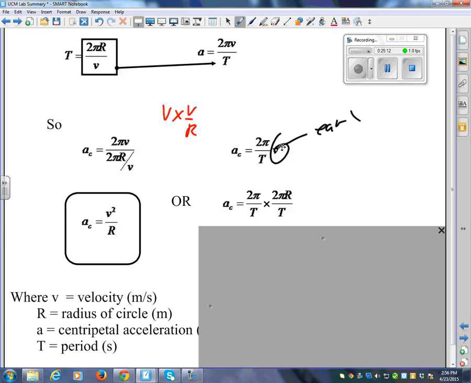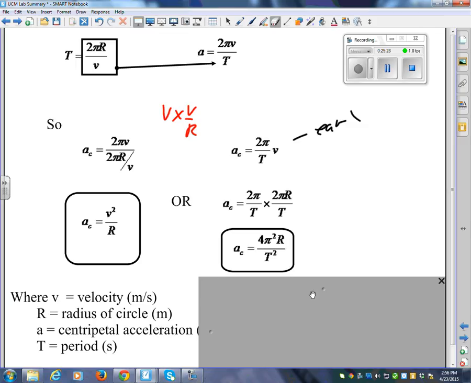So, what does this boil down to? Can you cancel anything? You only cancel top and bottom, right? So it's 2 pi times 2 pi r all over T times T, which is 4 pi squared r over T squared. That might be the ugliest formula you've ever seen. 4 pi squared r over T squared. You're not doing calculations with that in your head.